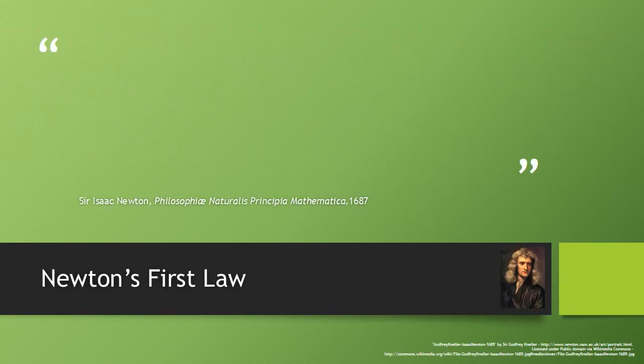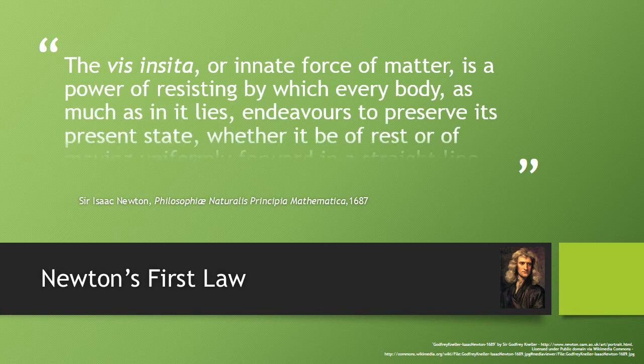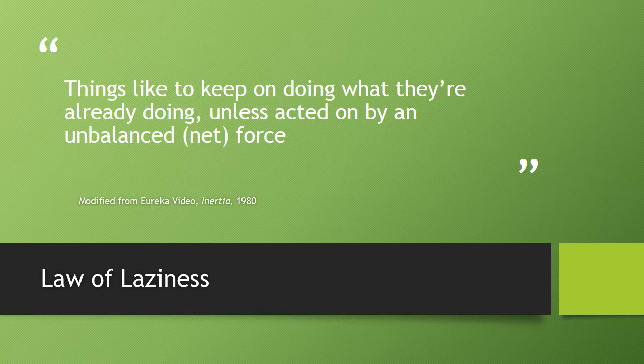Now that we know how to calculate the net force acting on an object, we're going to look at the first of Newton's three laws to see how this relates to the motion of an object. He wrote this law back in 1687, and as you can see, I prefer this simplified version: that things like to keep on doing what they're already doing, unless acted on by an unbalanced or net force.